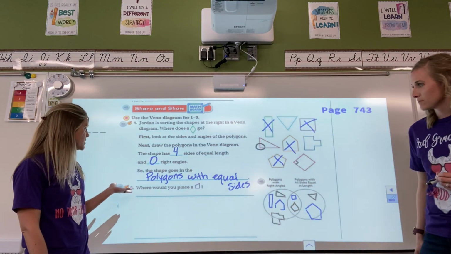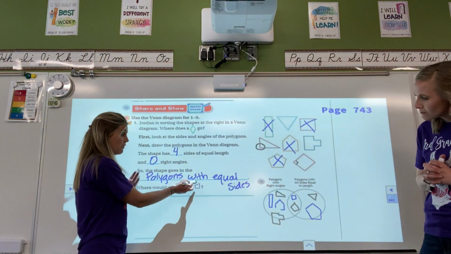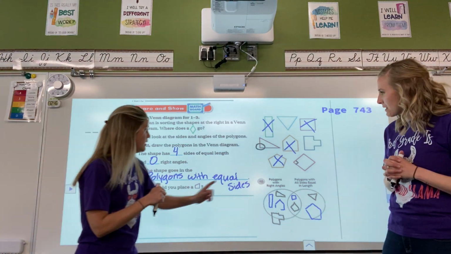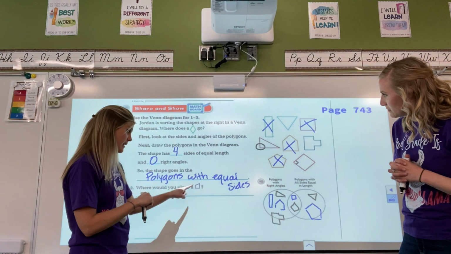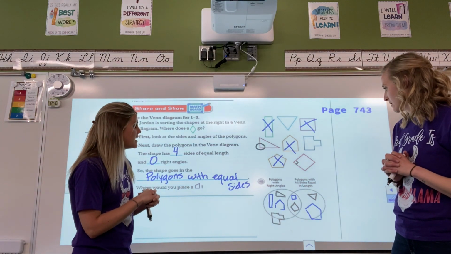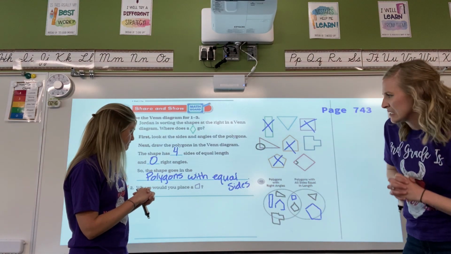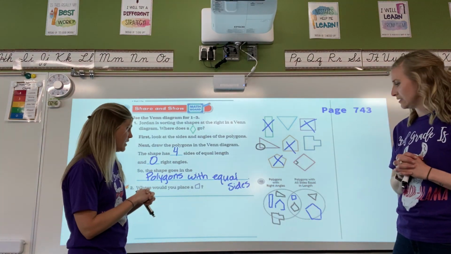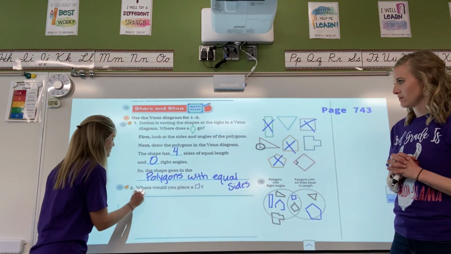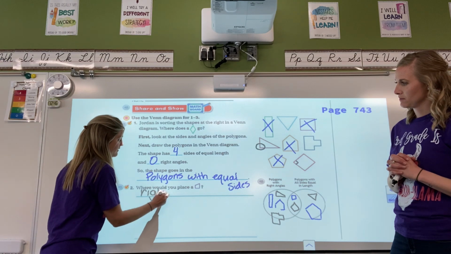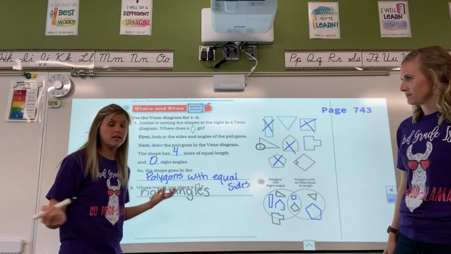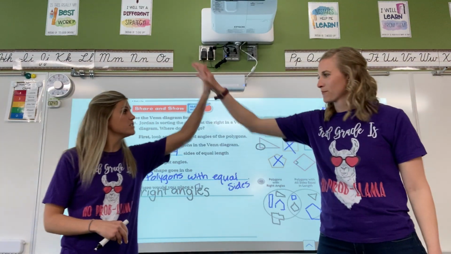All right, number 2 says, where would you place a shape like that? So again, I want to look at my categories. Polygon with right angles. Yes, it is a polygon and it has right angles. Polygon with all sides equal in length. Looking at that right away, I know all the sides are not equal in length. So that would just go with the polygons with right angles. There we go. We just sorted a bunch of shapes. Nice work.